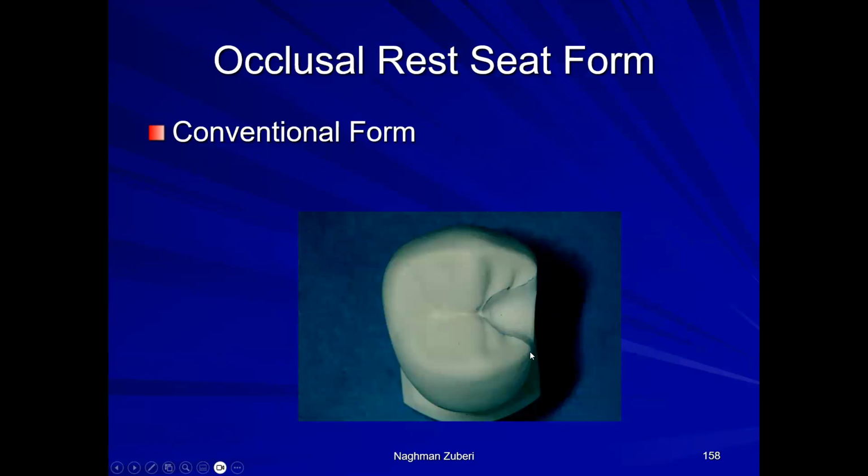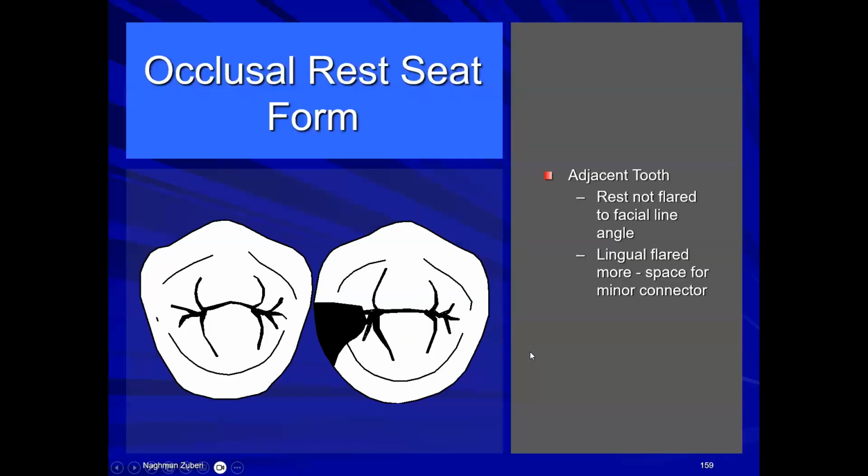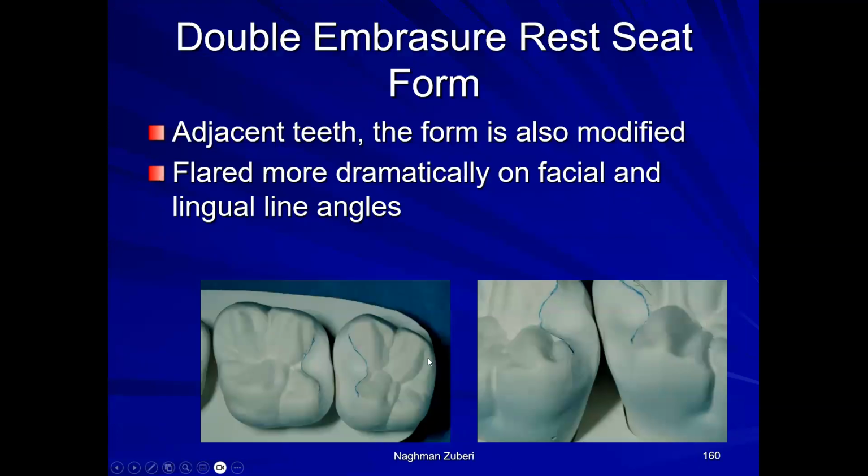This is the conventional form of the occlusal rest. If you have to prepare the occlusal rest in an area where two teeth are adjacent, then you flare it a little more, the base of the triangle a little more towards the lingual side. Remember that. And if you are preparing two adjacent occlusal rests, then you will be flaring both occlusal rests both buccally as well as lingually. They should be flared like this.